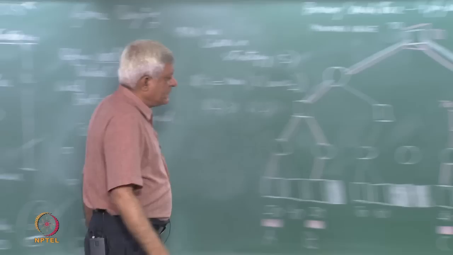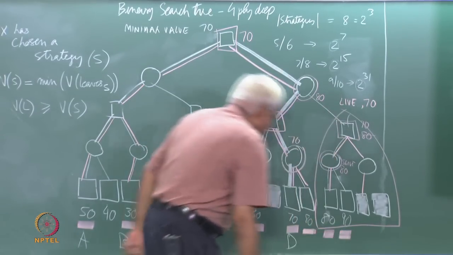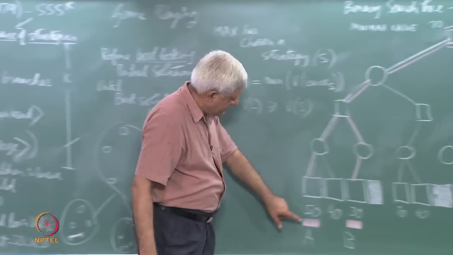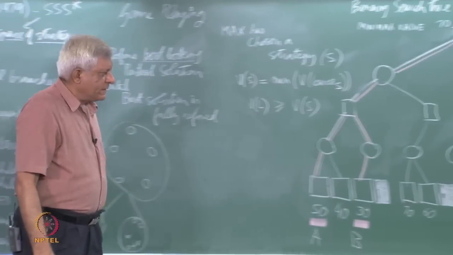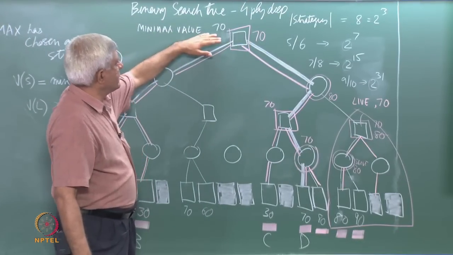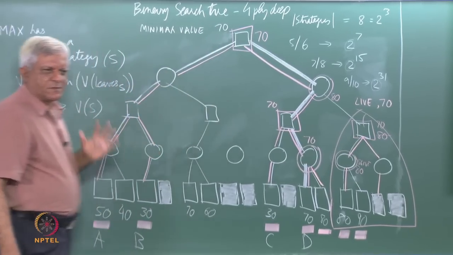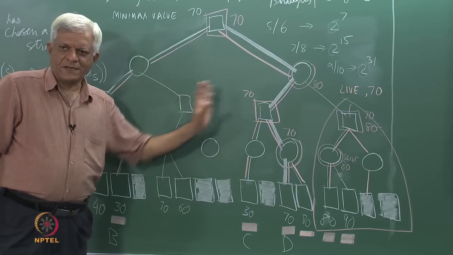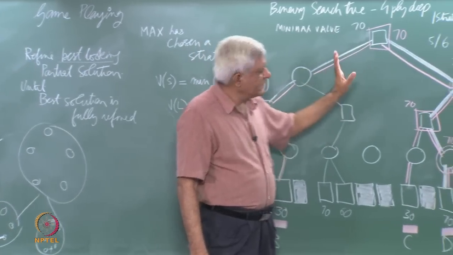So, what have we done? This SSS star algorithm has looked at 1, 2, 3, 4, 5, 6, 7 nodes before it terminated. Notice it terminates with the same value of 70 which alpha beta found, and which is what minimax would have also found essentially. So, all the three algorithms, minimax, alpha beta, and SSS star, find the same minimax value, obviously, otherwise they would be different. So, they find the same move with the same minimax value.